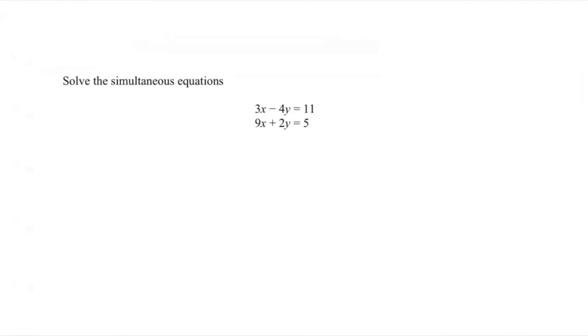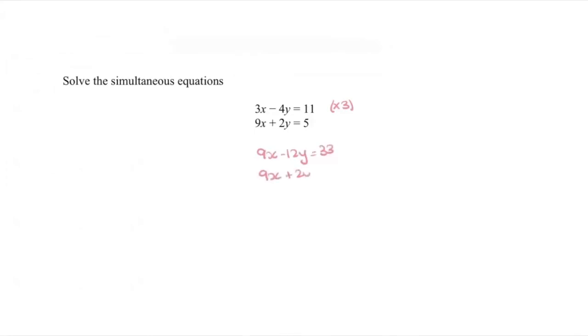Okay, our next question is the simultaneous equation. Now, I would always start a simultaneous equation with getting the first variables the same. In this case, it's our x's, which is most common. We're going to times the top by 3. That means timesing every term by 3 to give 9x minus 12y equals 33.